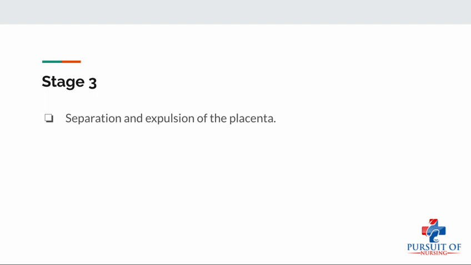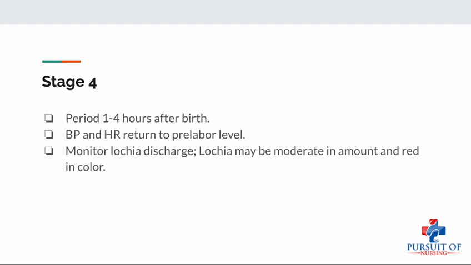Stage 3 is separation and expulsion of the placenta. This normally occurs anywhere from 5 to 30 minutes after birth. You have the Schultz mechanism, which is where the center portion of the placenta is expelled first. It's a shiny surface. Or the Duncan mechanism is where the margins of the placenta separate and then the dull red rough material emerges first.